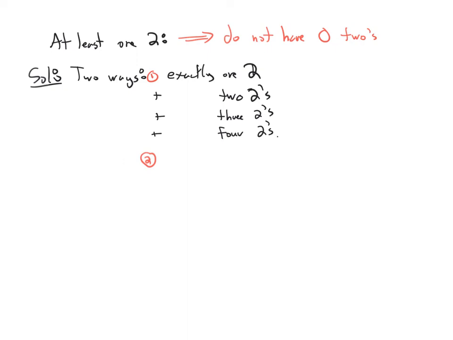So it's, let me do this in black actually, all 4-digit numbers minus the ones that have exactly 0 2s. Maybe I'll use the symbol 2 here. Okay, and that's a little bit easier. So let's go ahead and do that one.